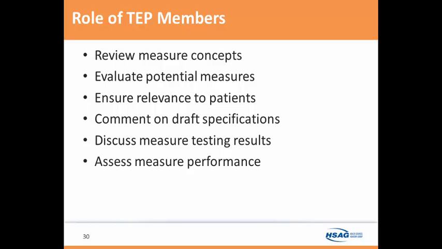During early TEP meetings, the members will be asked to review the results of information gathering activities and to clarify measure concepts. They will be asked to evaluate the list of potential measures and narrow them down to candidate measures. During subsequent meetings, the TEP will be asked to review and comment on the draft measure specifications, review public comments received on the measures, and evaluate measure testing results.